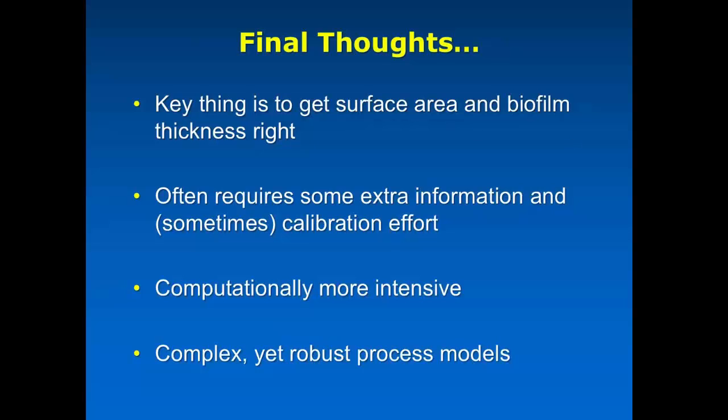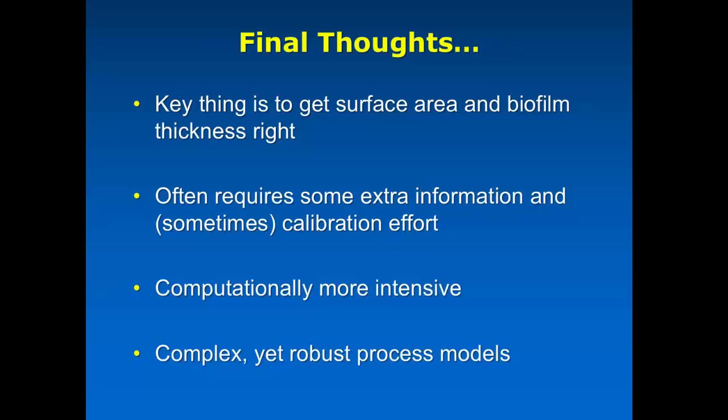The key thing with any biofilm modeling that you do in GPSX is to get the surface area of your media and the biofilm thickness right. That is essentially the thing that defines how much biomass you have in your system, and that, of course, is what you're trying to calibrate and what you're trying to predict with your model. These biofilm models do require some extra calibration compared to what you would do for just a regular conventional activated sludge, and they are computationally more intensive.